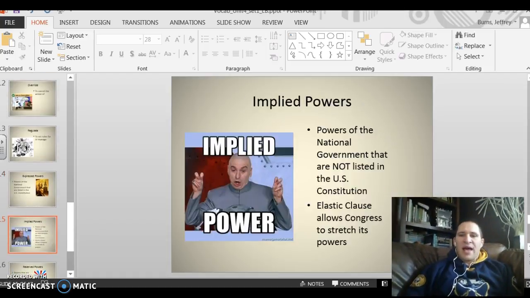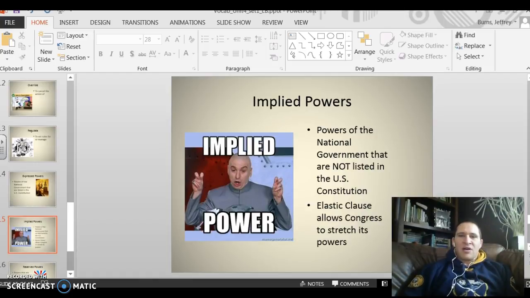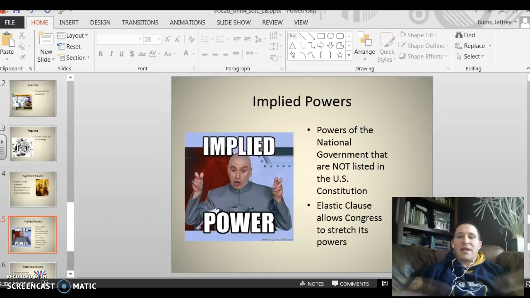Okay, then we have implied powers. Implied powers are those that are given to the national government, but they're not specifically listed. In other words, maybe there was some kind of invention that happened that allows Congress to expand its powers. For example, there was no such thing as an airplane when the Constitution was written, but now we have a U.S. Air Force. Well, this is an implied power because a new invention occurred. Congress needs the Air Force to protect us and as part of the military, so we created the U.S. Air Force.